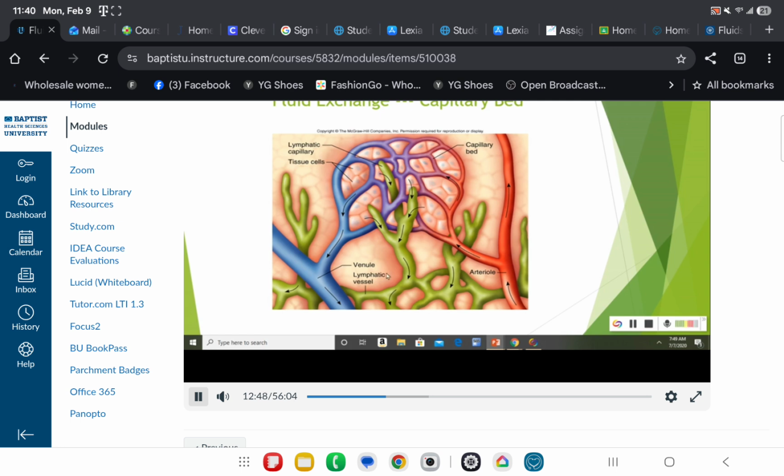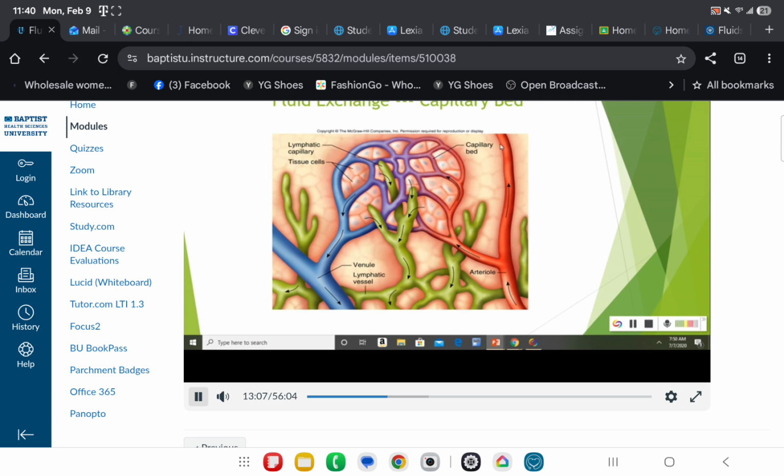So you see intertwined in this, you see this lymphatic vessel. All capillary beds will have this lymphatic vessel associated with it. And then you see your cells that are here, okay? And so let's talk about the functioning of each end of this.